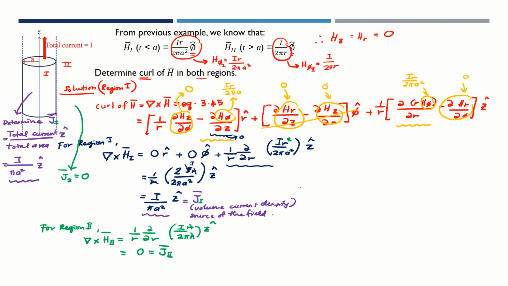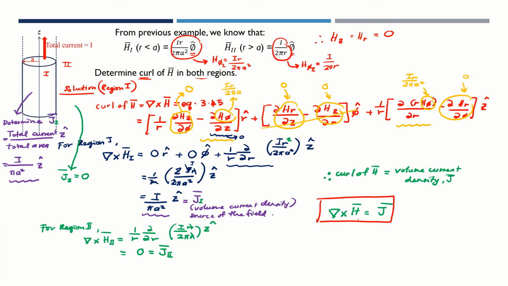So what we can say now is that the curl of H is always equal to the volume current density, which is J. We can rewrite that as curl of H equals J, and finally this gives us the Maxwell equation. This is Maxwell equation number 3.